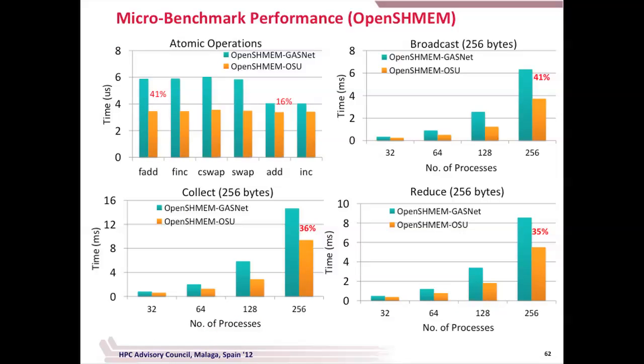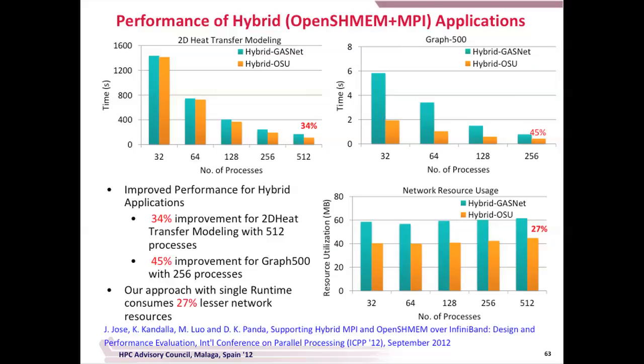Here it shows some micro-benchmark numbers like atomics, broadcast, collect, reduce. We can give you a lot of performance benefits in the pure OpenSHMEM world. But if you want to do hybrid, there are two applications here: a 2D heat transfer and Graph 500. We have taken the appropriate places in the application: the regular parts go through MPI, the irregular parts go through OpenSHMEM. We take advantage of both, and you can see almost 45% and 34% end-application benefits.